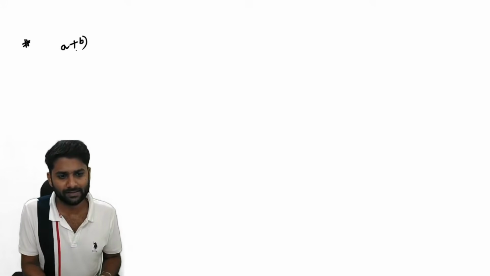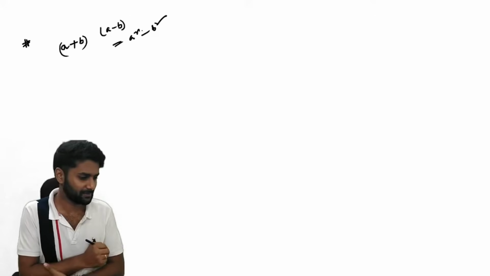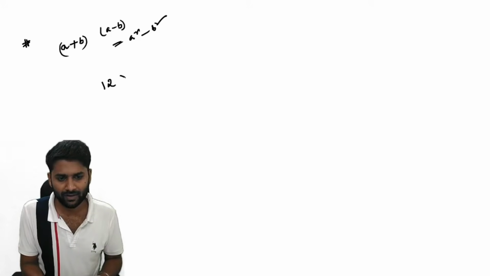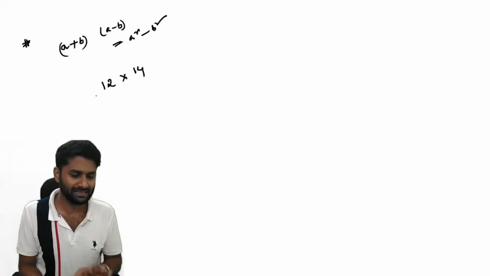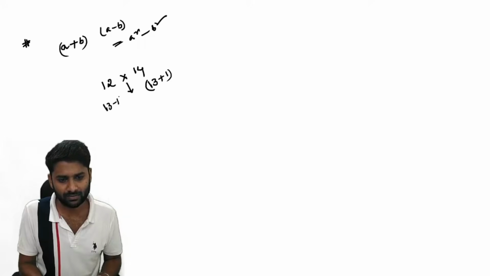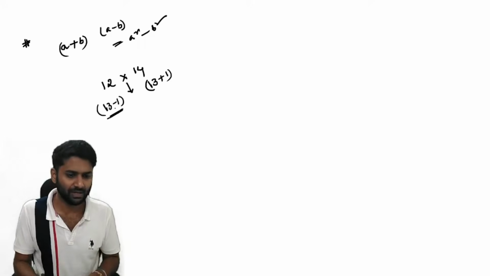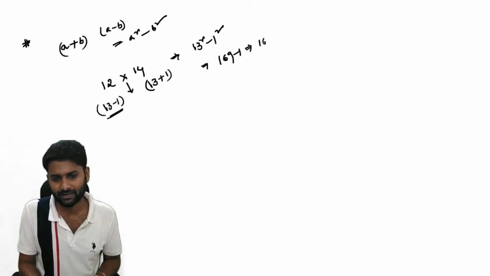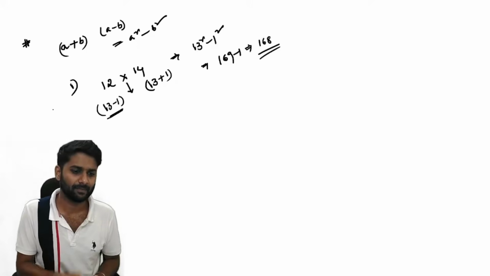Let's observe one more thing. You know that (a plus b) into (a minus b) is a square minus b square. You can apply this formula for different multiplication tricks. If 12 is multiplied with 14, let's consider the between value. What is the between value? 13, right? So this is 13 minus 1 and this is 13 plus 1. So observe the between value. Here the between value is 13, so the answer is 13 square minus 1 square. So 169 minus 1, then the resultant is 168.